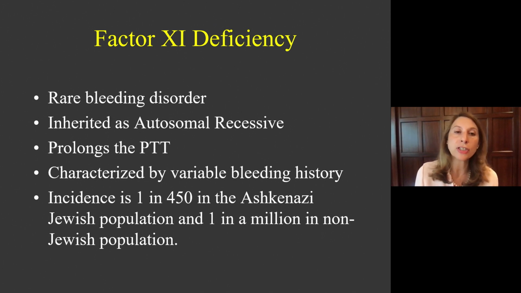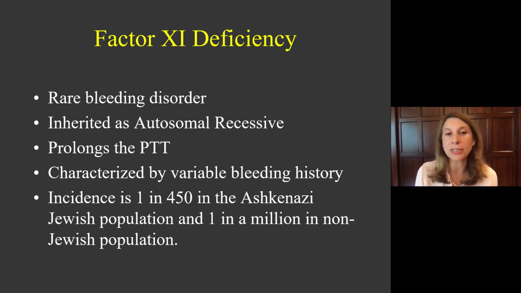Factor 11 deficiency is a rare bleeding disorder. It's inherited as autosomal recessive, and it presents with a prolonged PTT. It's characterized by a variable bleeding history. As you can see, this patient has got through 75 years of life and never had a bleeding problem.